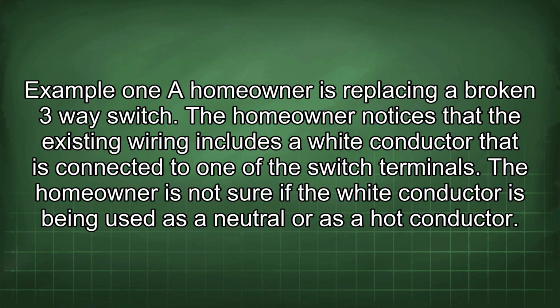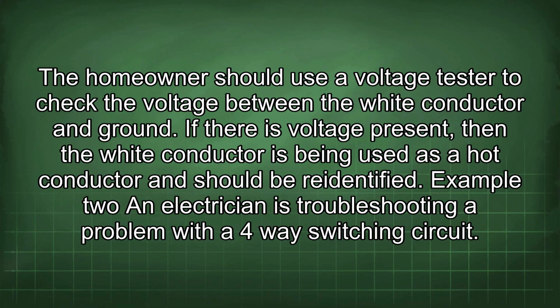Example 1: a homeowner is replacing a broken 3-way switch. The homeowner notices that the existing wiring includes a white conductor that is connected to one of the switch terminals. The homeowner is not sure if the white conductor is being used as a neutral or as a hot conductor. The homeowner should use a voltage tester to check the voltage between the white conductor and ground. If there is voltage present, then the white conductor is being used as a hot conductor and should be re-identified.